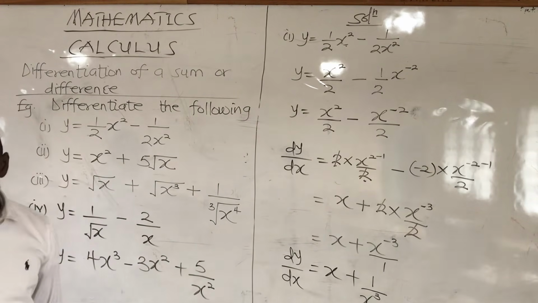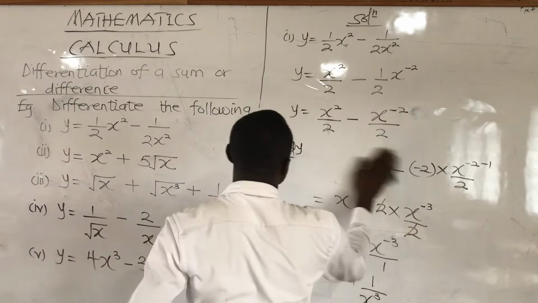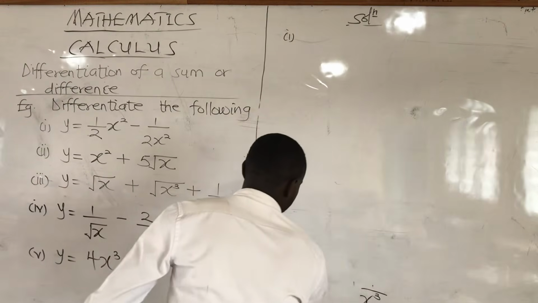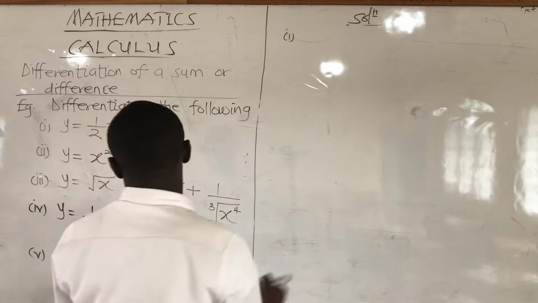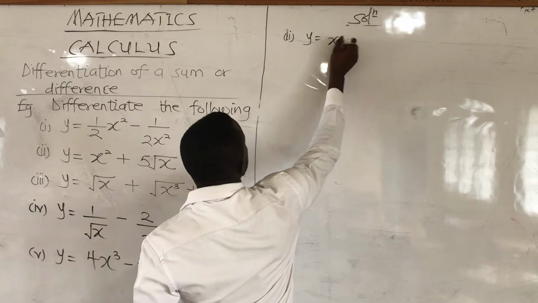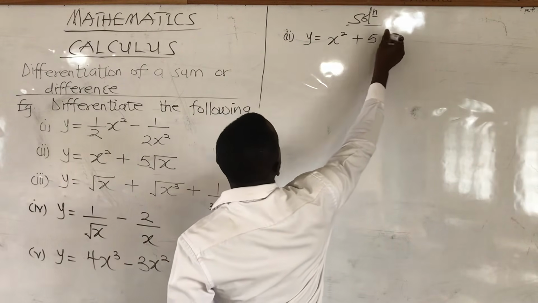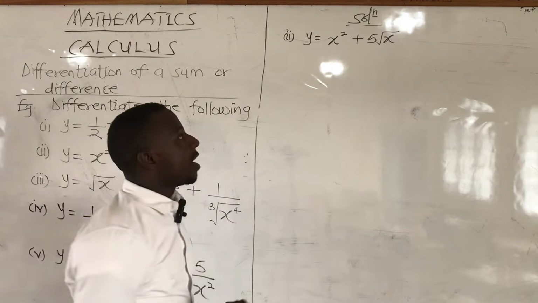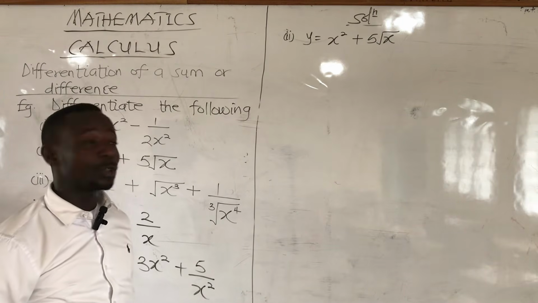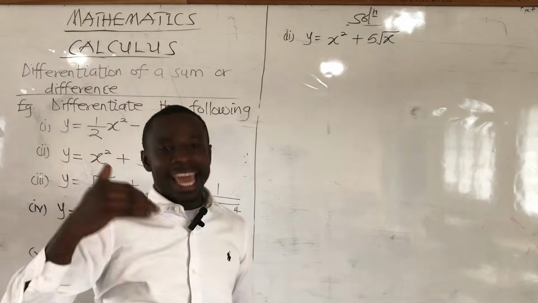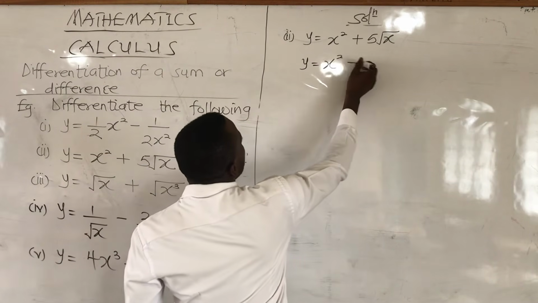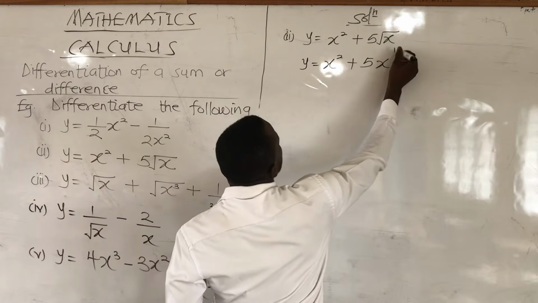Let's look at the second example. Now, when we look at the second example, we can see that we have a radical in there. So we need to rewrite it in an exponential form. So we have y is equal to x squared plus 5x exponent half.